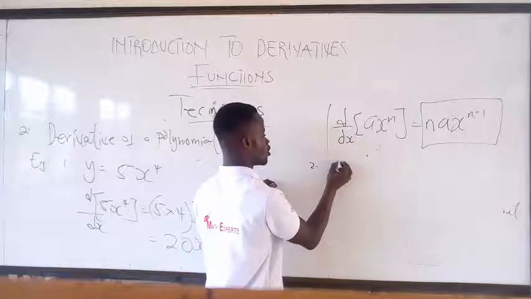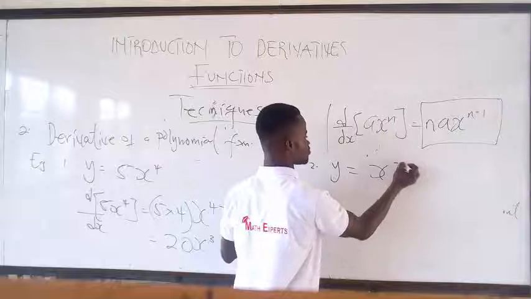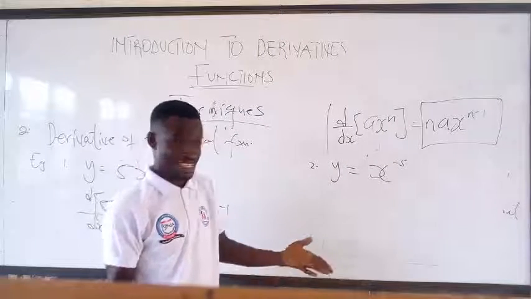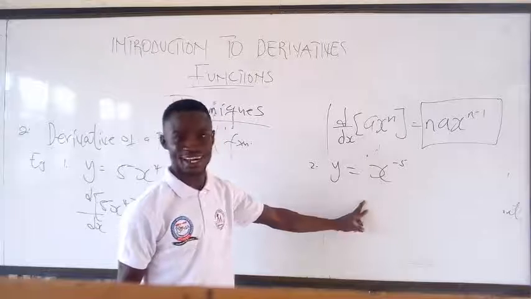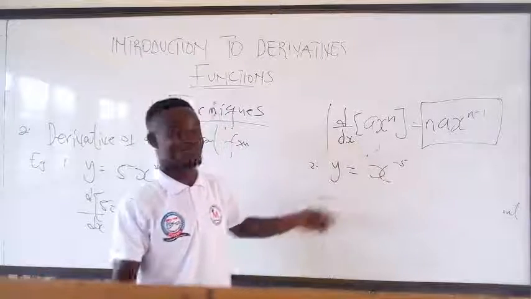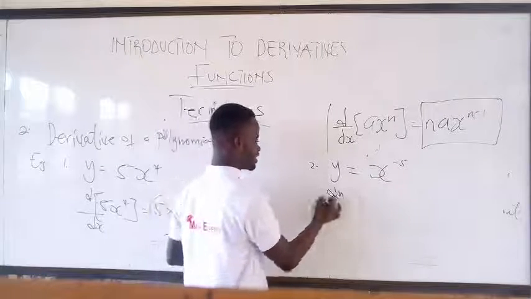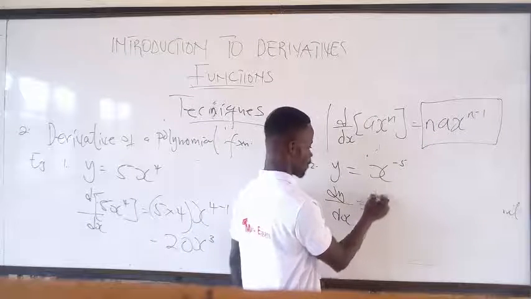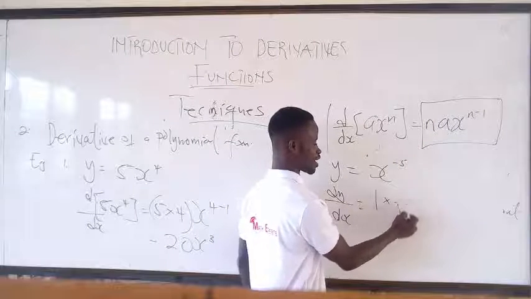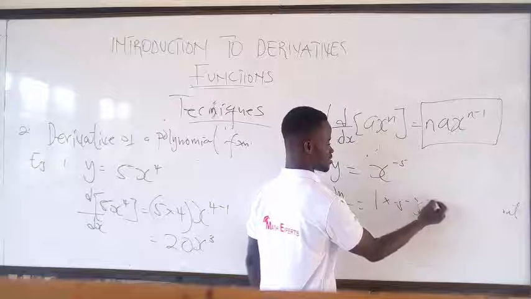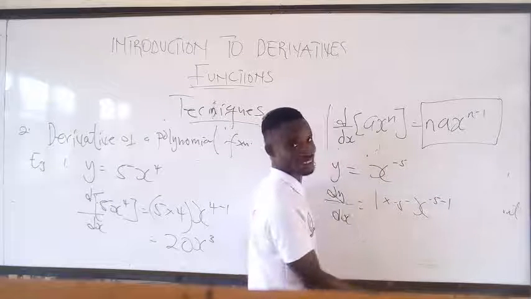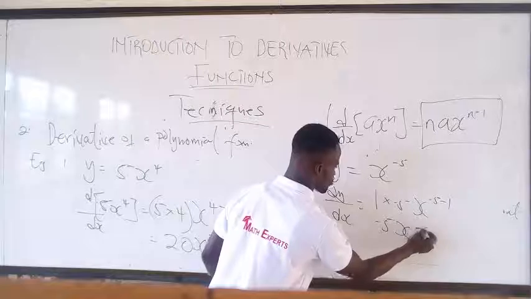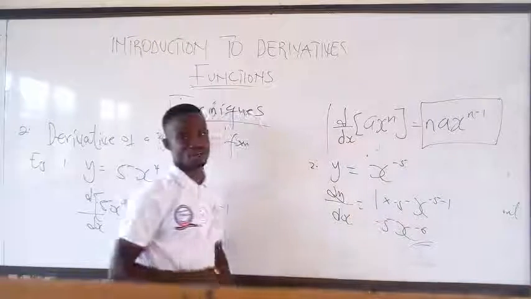Let's see. y is equal to x to the power -5. What is the coefficient? 1. What is the power? -5. So dy/dx is 1 times -5, x to the power -5. So subtract 1 from the power. Here it will be -5x to the power -6. And you have your answer.